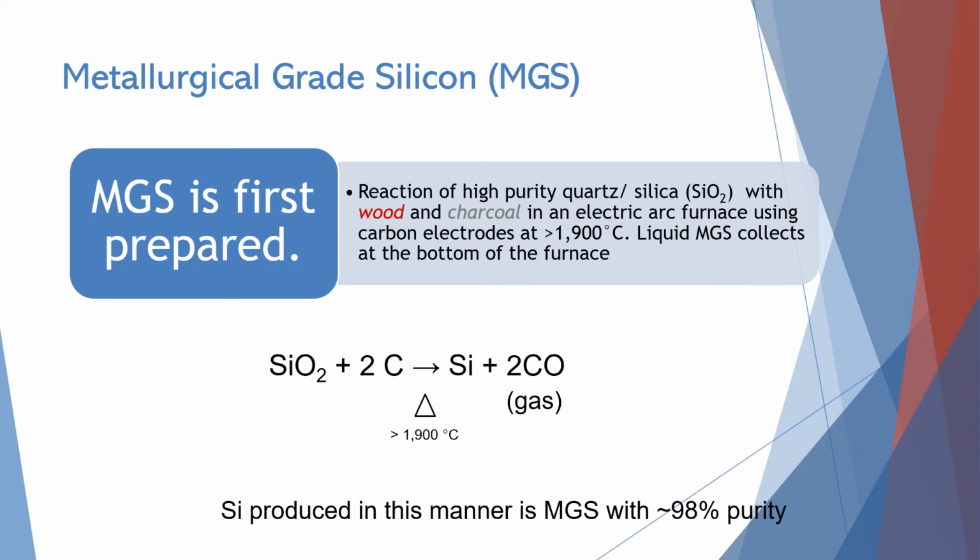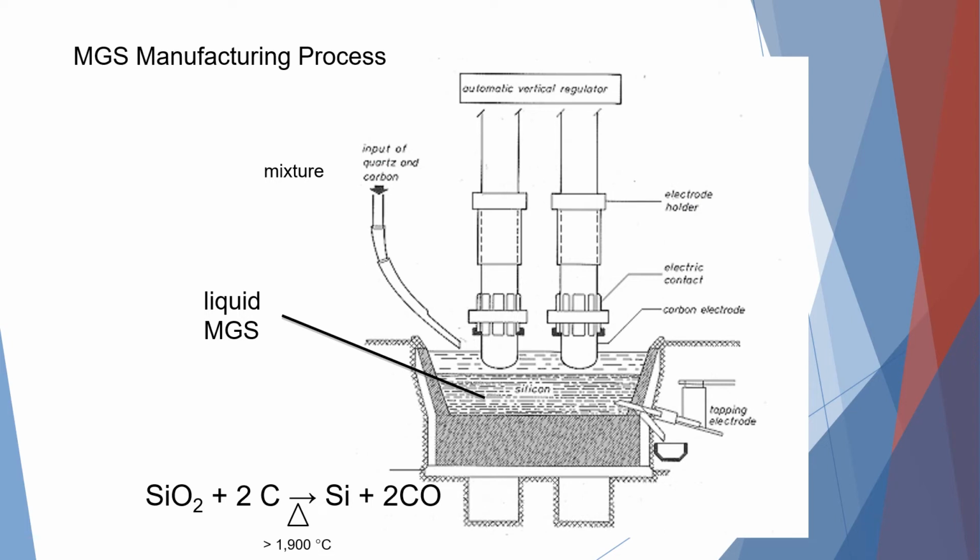Okay, so this is showing the chemical reaction between the materials, and in the end silicon and also carbon dioxide will be produced. So here is the schematic diagram showing the melting process for the MGS.